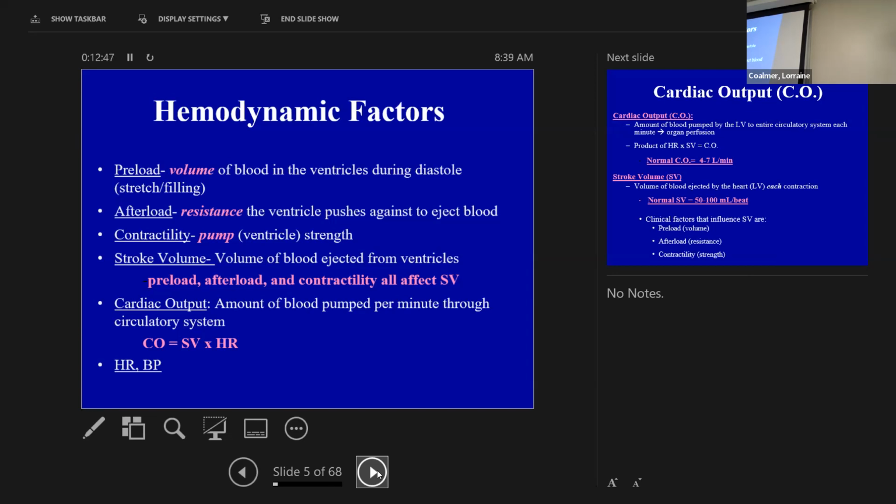Now, if anything, preload, afterload, or contractility is altered, it's going to mess up my stroke volume. You guys get that? It's going to mess it up, which then will directly result in messing up my cardiac output. Do you see how it's a snowball effect? If I have something wrong with the pump, pipes, or pool, it's going to mess up my stroke volume, and then it'll eventually affect my cardiac output. Everybody got that?